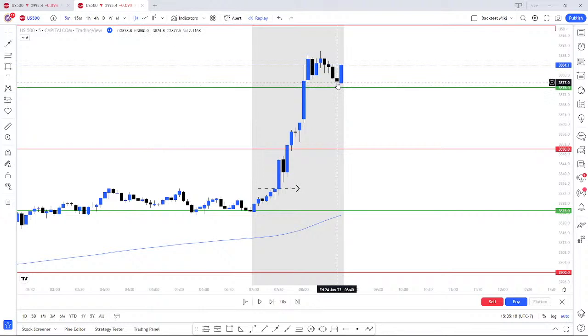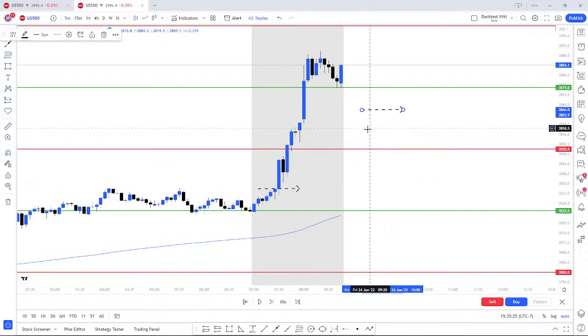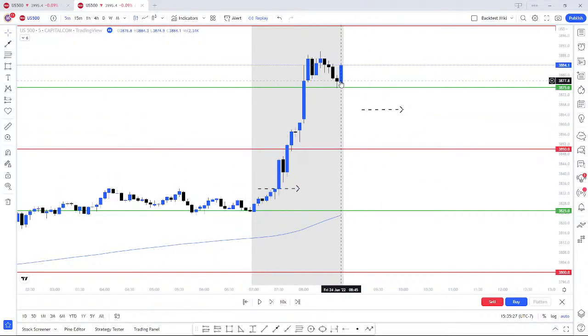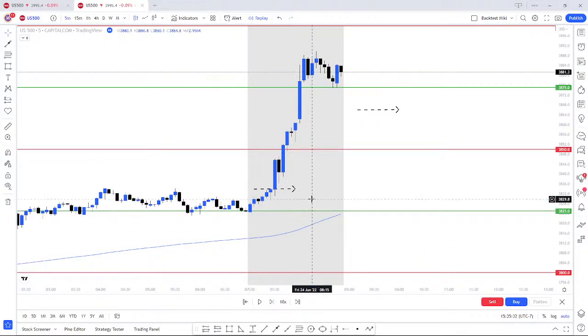That's a nice rejection there. Okay, so on this now, I think I may take this trade actually. It's a nice bullish move. It's rejecting. Fuck it. I'm not gonna take a trade. I will not take a trade because I'm not gonna.